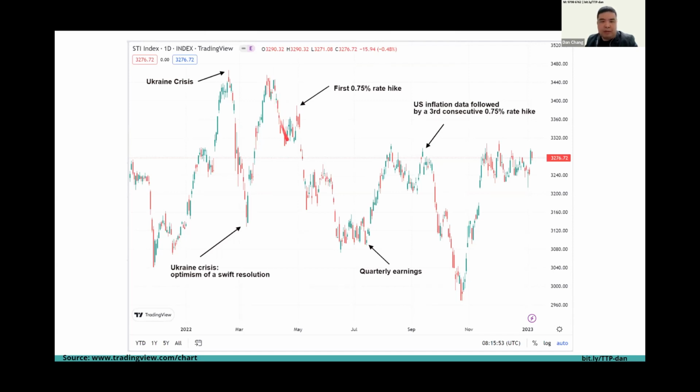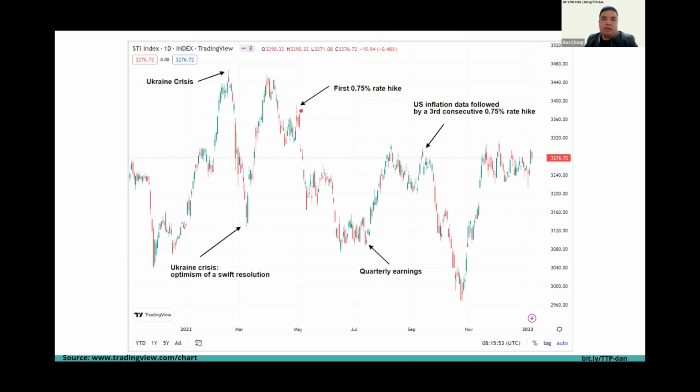The downtrend was not so bad, and the market actually recovered a bit until the first 0.75% rate hike came in. I don't think I need to explain too much because this is widely published in the public media. This was the first 0.75% rate hike that we have seen since 1994, almost 3 decades, about 28 years to be exact.